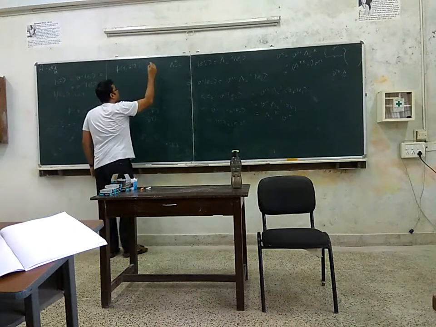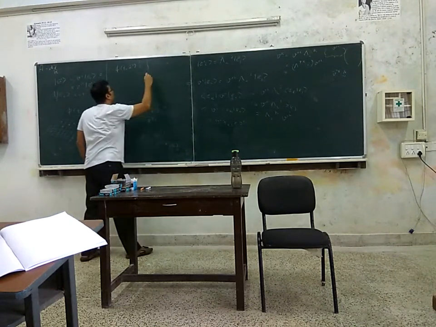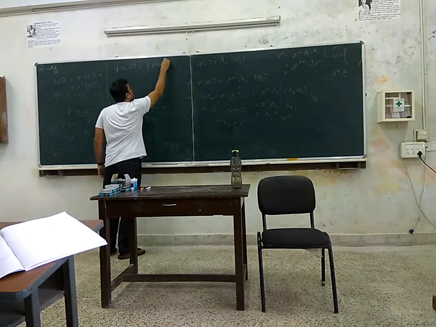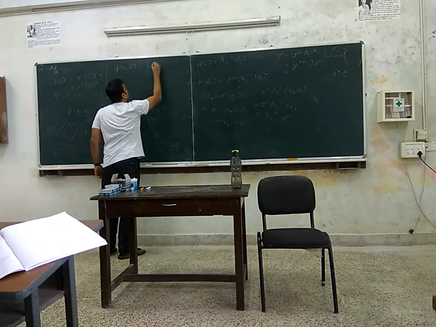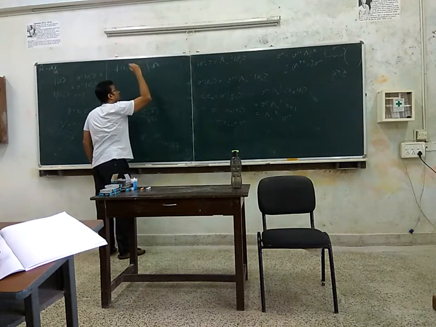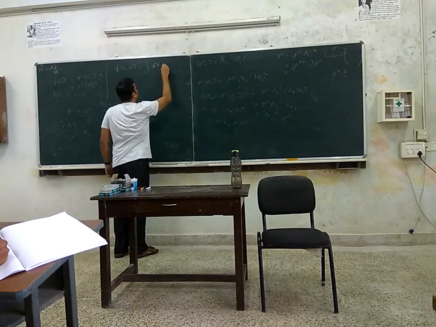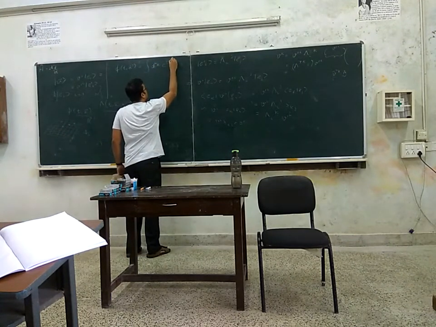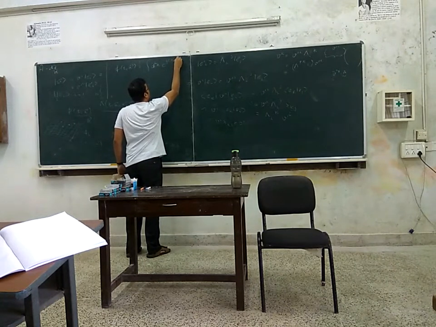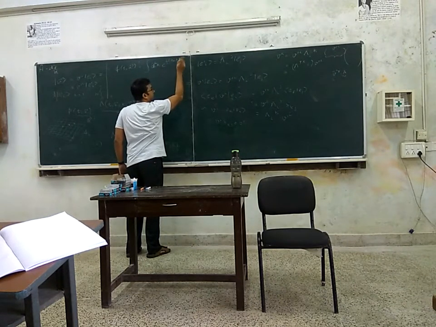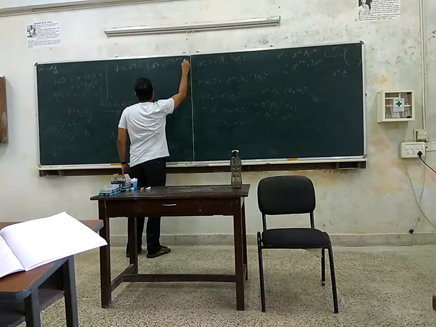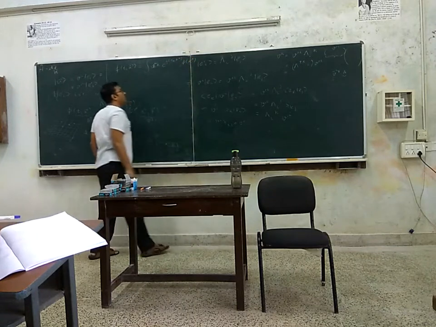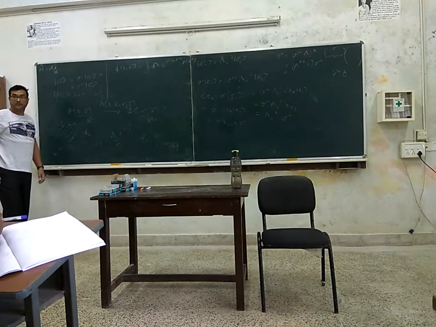This is equal to some integral. The integral will be d3k dk naught, so I can just write that as d4k, times the exponential e to the i k mu x mu, I'll explain this in a second, times phi of k mu. Okay.